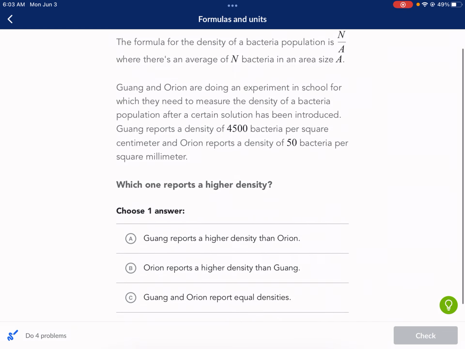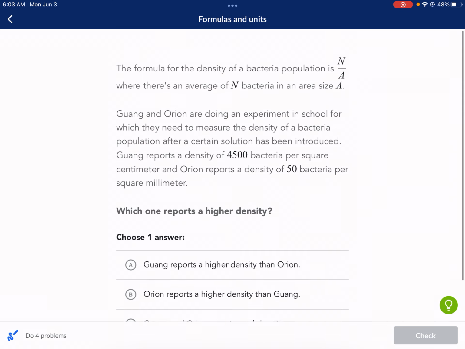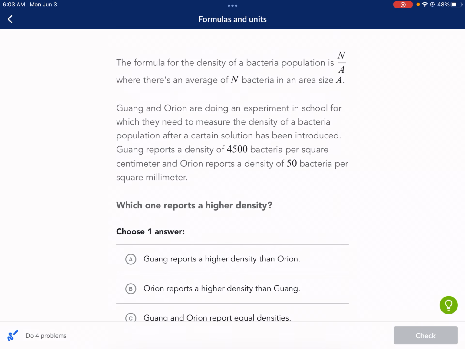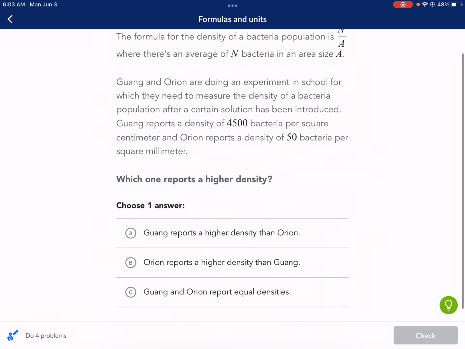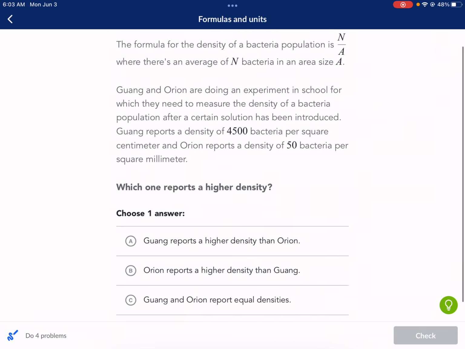This is mostly about unit conversions and comparing, so we're going to go ahead and get started. This will give you a whole scenario, so it's talking about a formula n over a. You can read it if you would like. I'll leave it here. You can pause it if you need to.